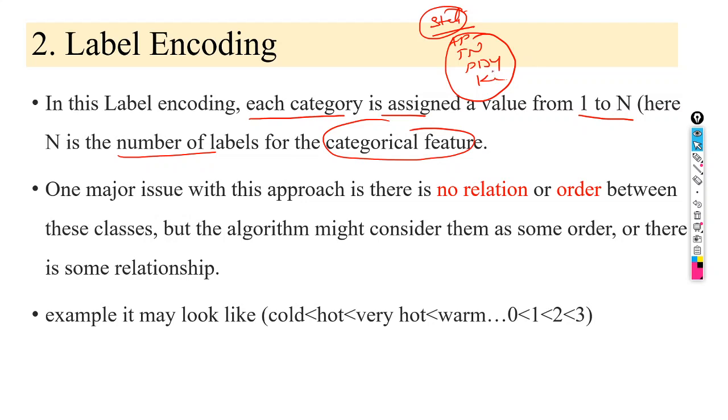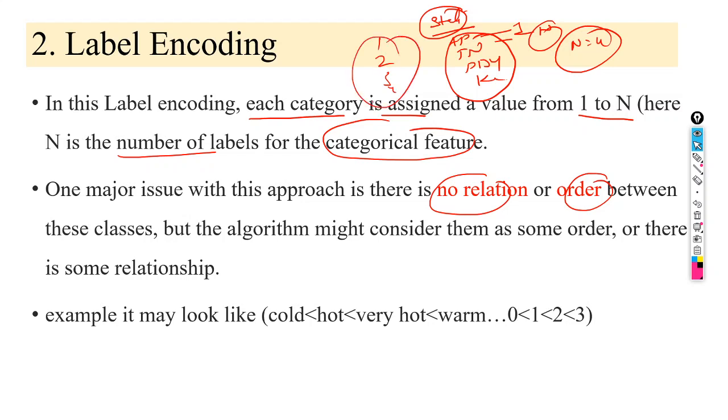So here, for each label we have to assign a value from 1 to n, where n is equal to 4. One major issue with this approach is that there is no relation or order between these classes. If you assign numbers to the labels, 1, 2, 3, 4, there is no relation among these numbers, but the algorithm might consider there is some order. That's why this is a drawback.